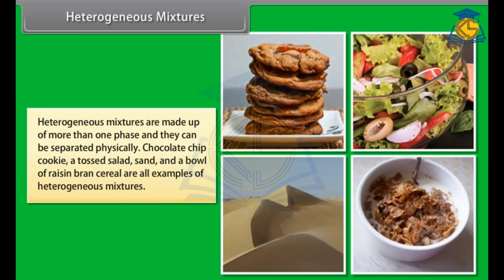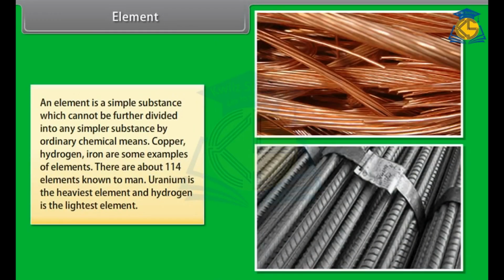Classification of matter. Substance, compounds and phase. Heterogeneous mixtures. Heterogeneous mixtures are made up of more than one phase and they can be separated physically. Chocolate chip cookie, a tossed salad, sand, and a bowl of raisin bran cereal are all examples of obvious heterogeneous mixtures.